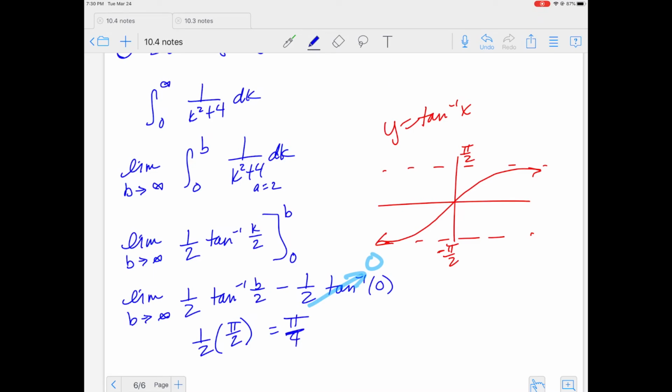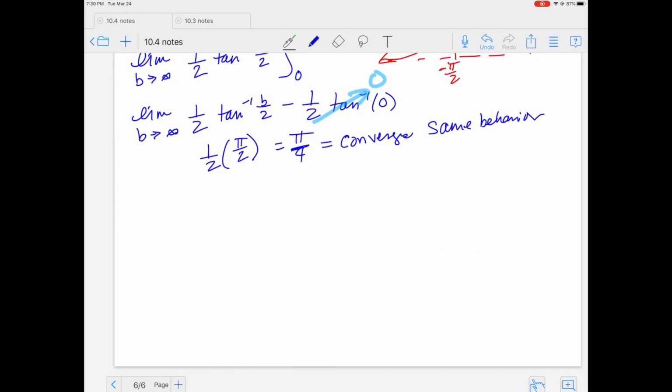Now my question to you is this. Is that the value of my series? Negatory, good buddy, right? This just simply tells us it converges. And with the integral test, it's just same behavior. The only thing this pi over 4 tells us is that we converge. So you get the same behavior. Pi over 4 means nothing else. Therefore, the series converges by the integral test.